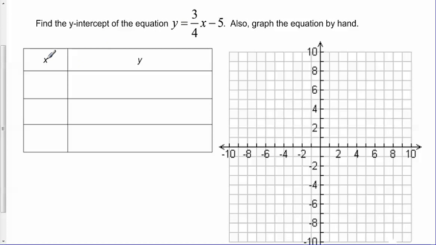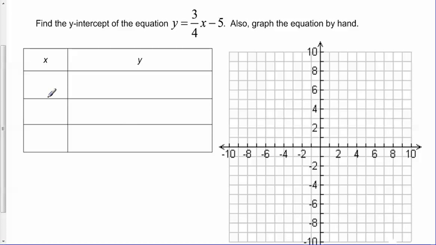So we're going to choose three values for x and come up with their corresponding values for y. That will give us three solutions to the equation. Those three solutions to the equation will be 3 points on the line that we're going to graph over here.